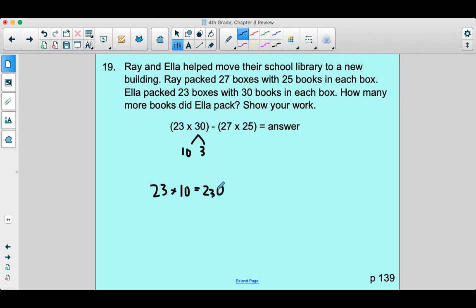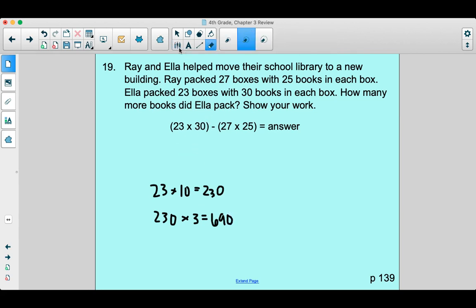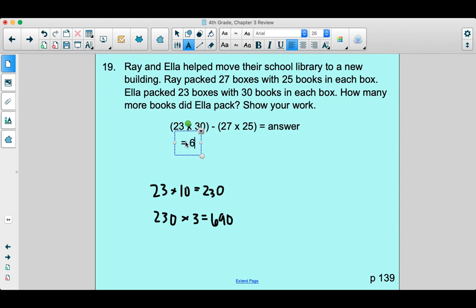So this is Ella over here. And then 230 times 3. Oh, I also want to make sure I put times there. Oh my gosh. 230 times 3 is, well, 2 times 3 is 6. So 200 times 3 is 600. 30 times 3 is 90. So 690. All right. So this is Ella's total, right? So I'm going to erase that. And I'm going to put 600. I'm going to put an equal sign for Ella, 690.